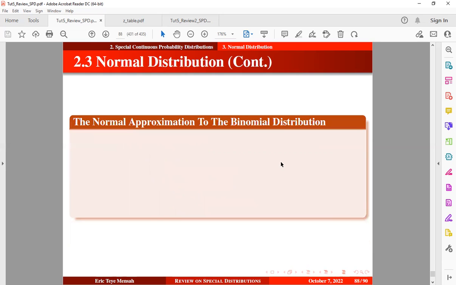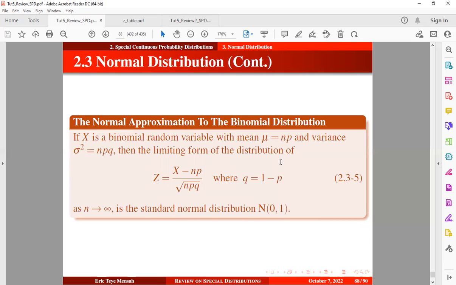Before we bring this tutorial to an end, let's take a look at some theorems. The normal approximation to the binomial distribution: if x is a binomial random variable with mean mu equal to np and variance equal to npq, then the limiting form of the distribution, shown in equation 2.3, will follow a standard normal distribution as the sample size becomes large. This theorem says that if you have a binomial random variable and the sample size is very large, then you can approximate it using the standard normal distribution. That's basically what it means.